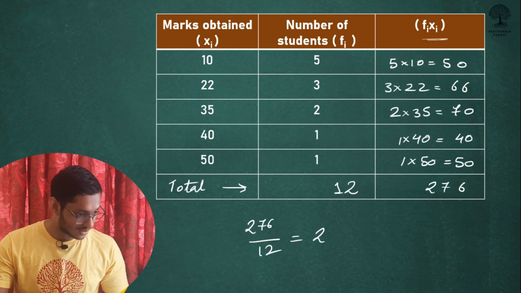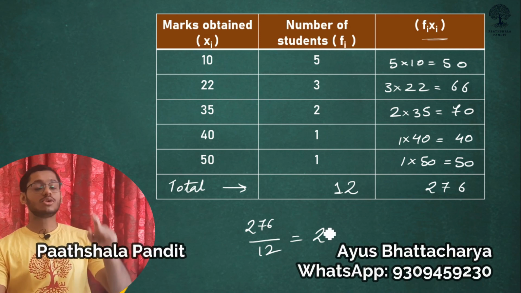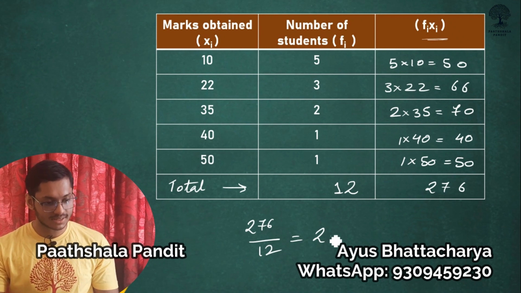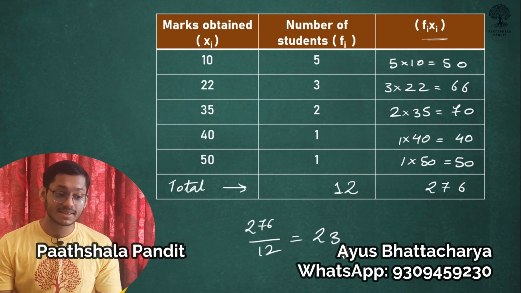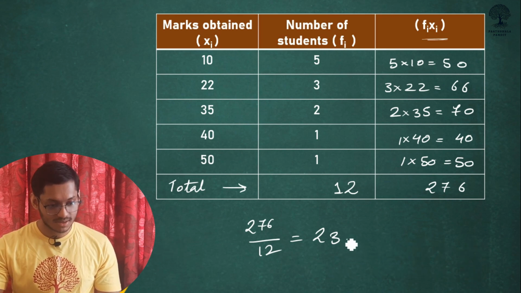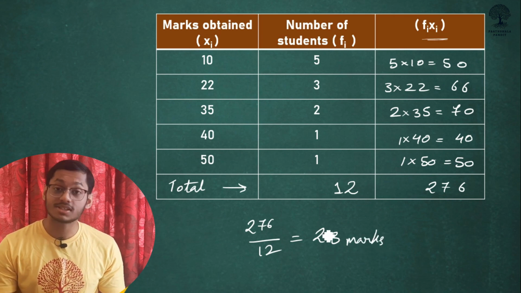Controlling it is a bit hard, I must admit. So 12 2 is 24, and what is remaining? 36. So 12 3 is 36. 23 is the mean. Okay, 23 marks. 23 marks is the average of these 12 students.